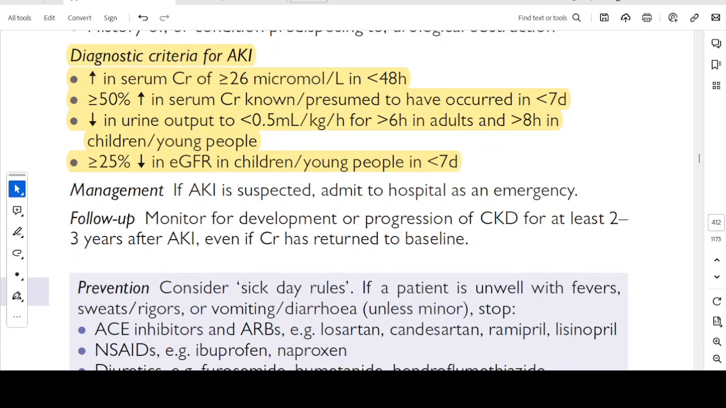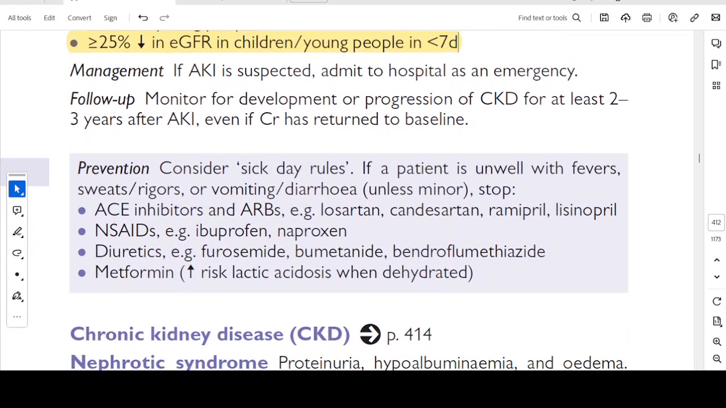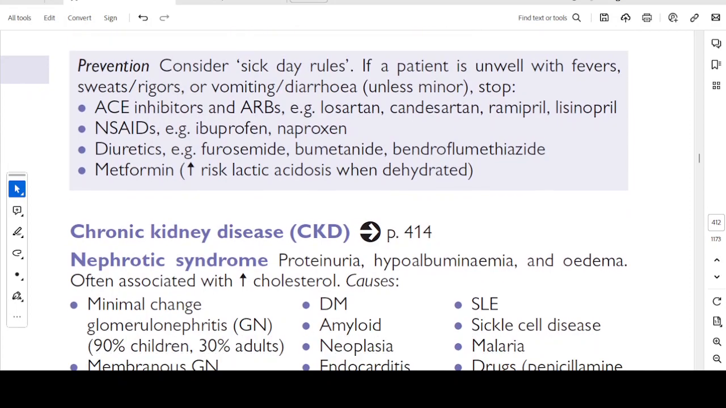Management. If AKI is suspected, admit to hospital as an emergency. Follow-up. Monitor for development or progression of CKD for at least 2 or 3 years after AKI, even if creatinine has returned to baseline. Prevention. Consider sick day rules.